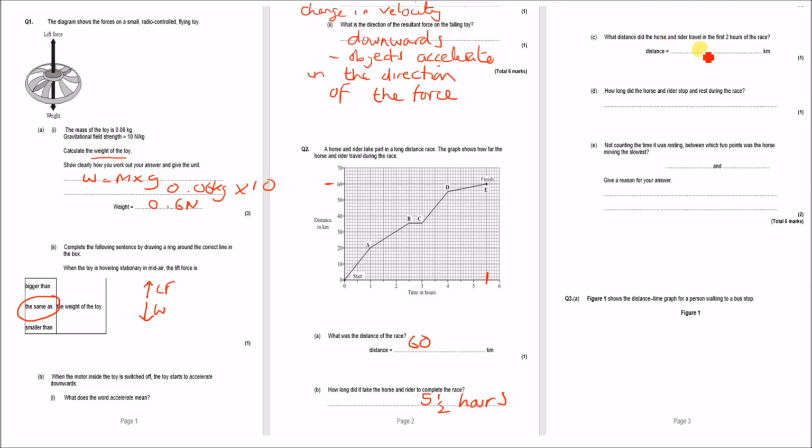What distance did the horse and rider travel in the first 2 hours of the race? So we go to 2, and up from 2 is there. Okay, so that gives us a distance of 30 kilometers.